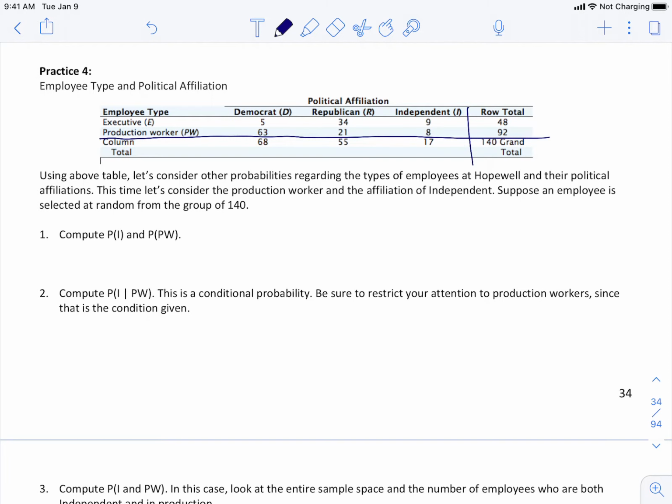If we want the probability that someone is independent, that means we have, here's 17 independents out of our 140 total. If I want the probability that someone is a production worker, well, I can see there's 92 production workers out of our 140 total.